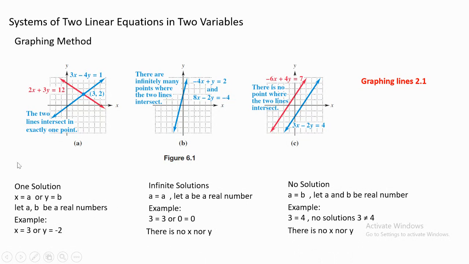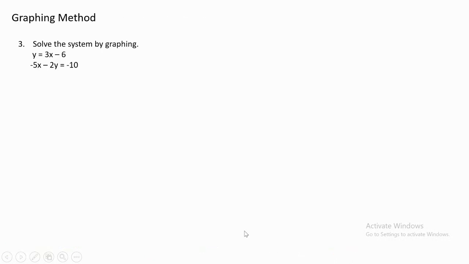Right now, perhaps it doesn't make sense what I'm talking about here, but once we get to solving by substitution or the elimination method, then it's going to make sense. Okay? If you have one solution, it's called a consistent independent system. If you have infinite solutions, it's a consistent dependent system.